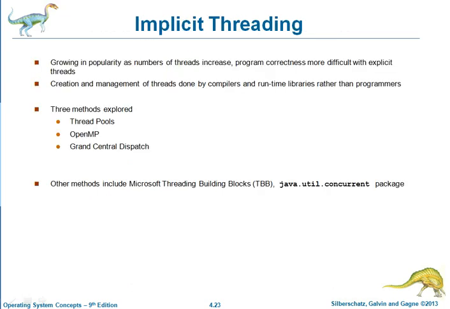One way to address difficulties and better support the design of multi-threaded applications is to transfer the creation and management of threading from application developers to compilers and runtime libraries. There is a strategy termed implicit threading. This is a popular trend today. In this section, we will explore three alternative approaches for designing multi-threaded programs that can take advantage of multi-core processors through implicit threading. There are three methods to be explored: thread pools, OpenMP, and Grand Central Dispatch.